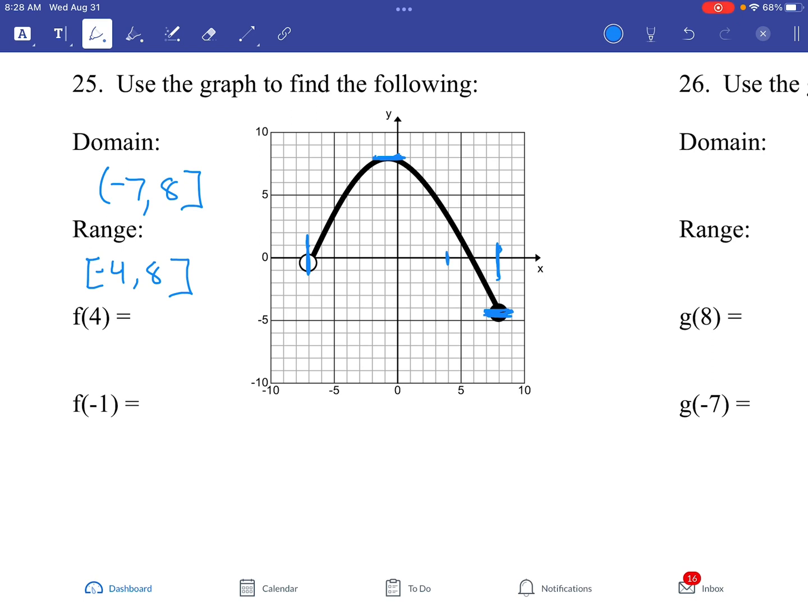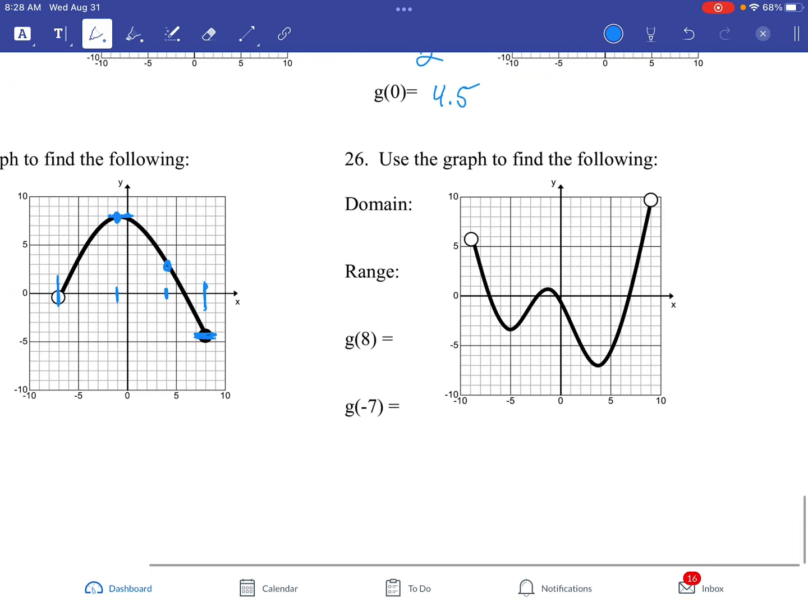F of 4, so we're looking at the x-axis at 4, moving up to the graph, we're going to say that is 3. And at negative 1, the graph is starting here. We're going to go up to the top of the graph, which is going to be right there, which is going to be at 8. There we go. Last one.